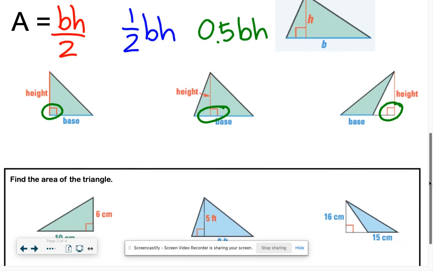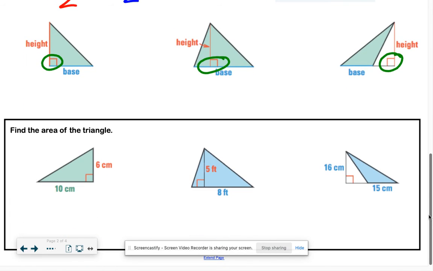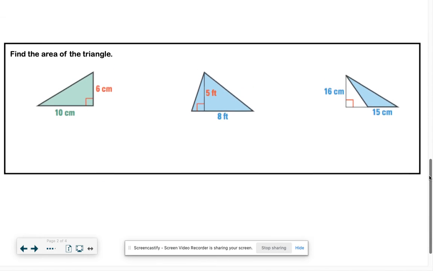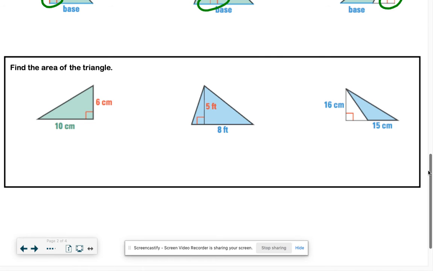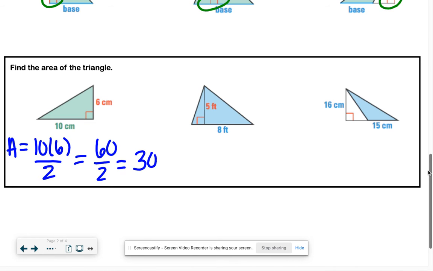So let's actually try to find the area of some triangles. On this first example, what is our base and height? 10 times 6. Yep, our base is 10, our height is 6. Then we'll divide it by 2. So what is 10 times 6? 60. Divided by 2. Done. 30 centimeters squared. Is that okay?